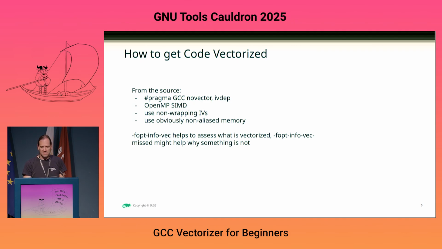So when you know there is no data dependence, you can tell the compiler with the IVDEP pragma, or you can use a restrict annotation on function parameters, or you can annotate loops with the OpenMP SIMD pragma.